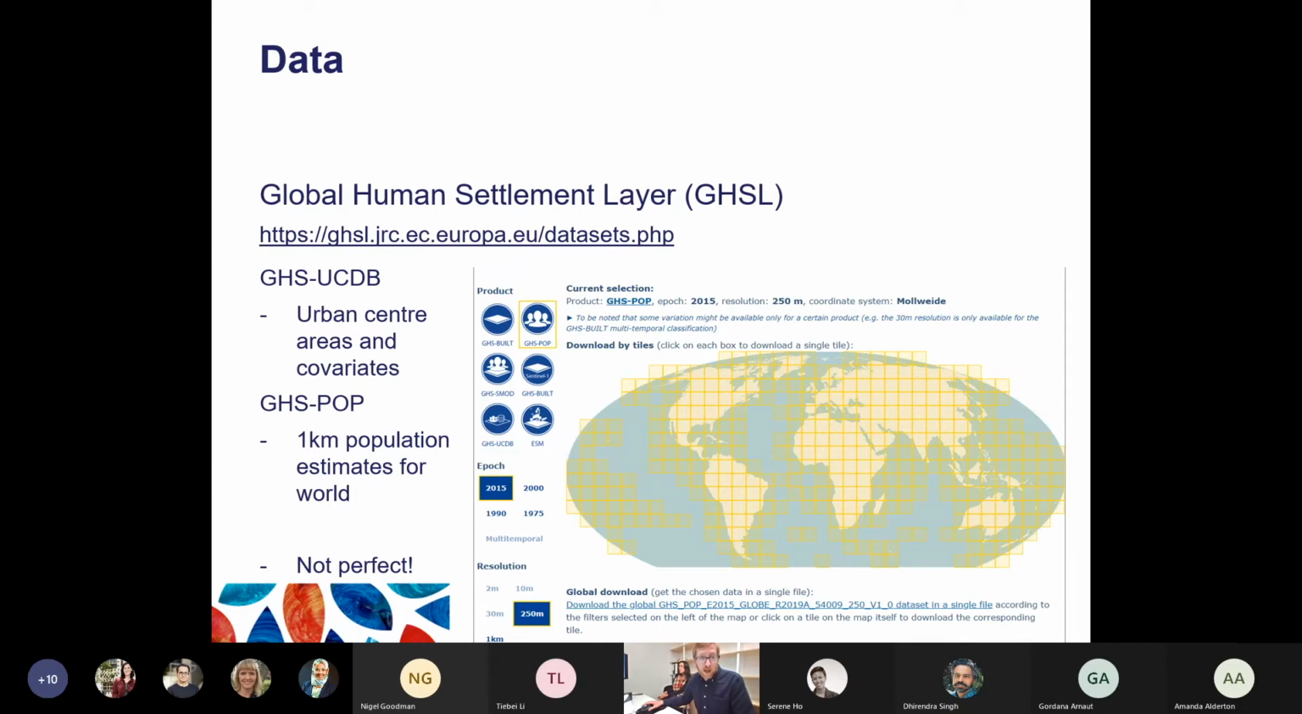We also use the Global Human Settlements population layer, which is a gridded data set at approximately 1 kilometre resolution, with population estimates around the world targeting 2015. Obviously we're in 2020, so it's not up to date and it's a model, so it's not perfect, but it allowed us to treat our study regions consistently.